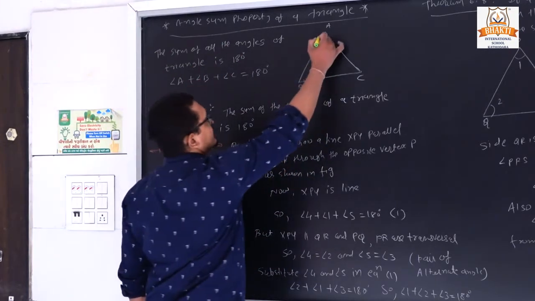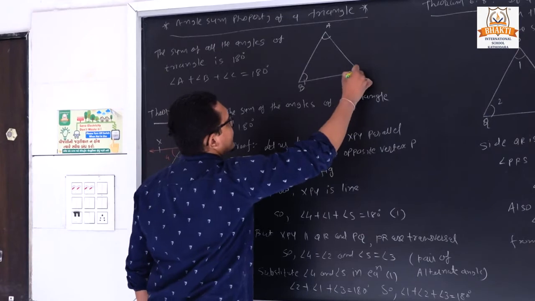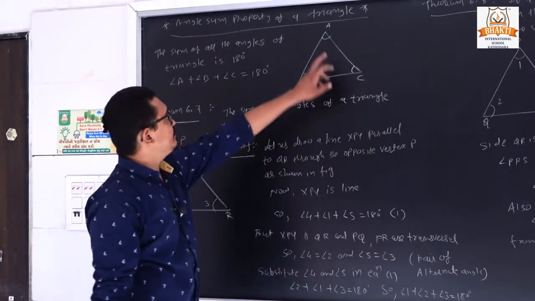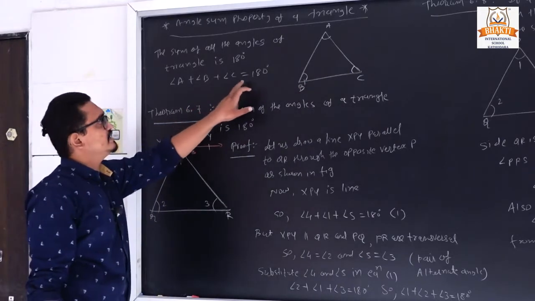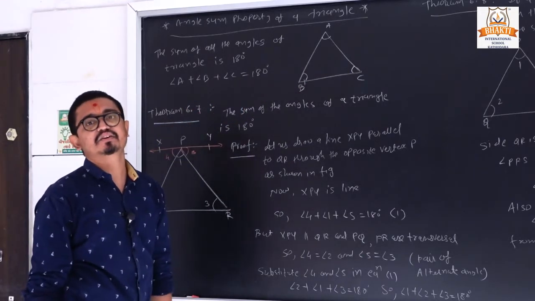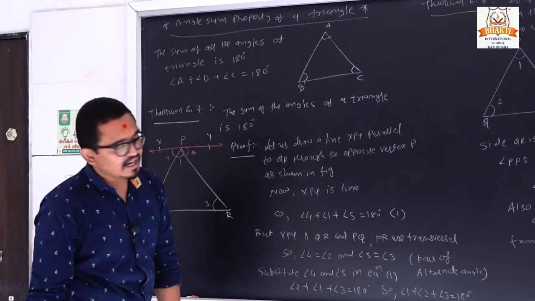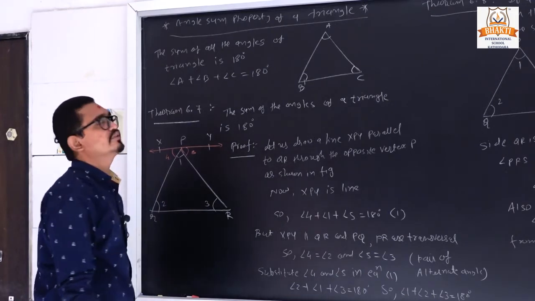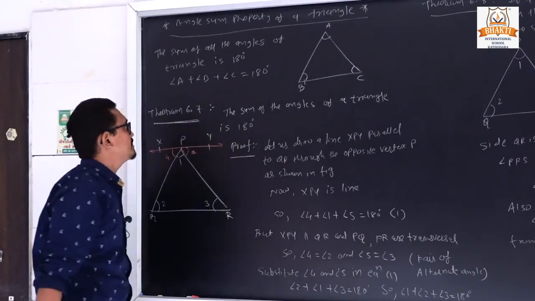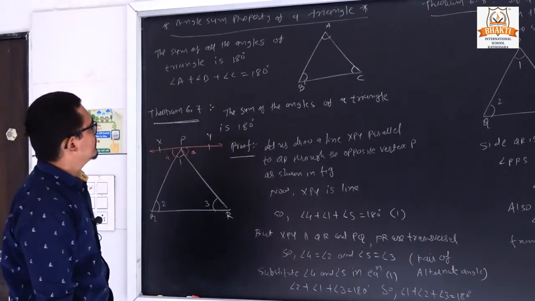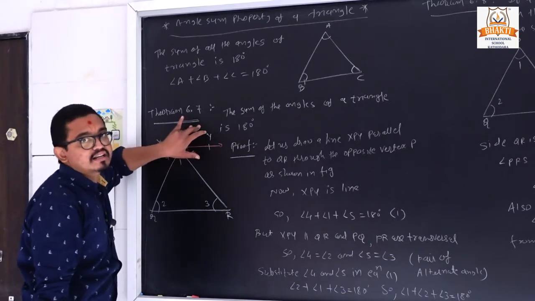It means what? Here we have a triangle, angle A, angle B and angle C, and if we sum angle A plus angle B plus angle C, it is always 180 degrees. We already know that. Now we want to prove how it is 180 degrees. So that's why we are using our next theorem, theorem number 6.7. It is a very important theorem from our exam point of view.